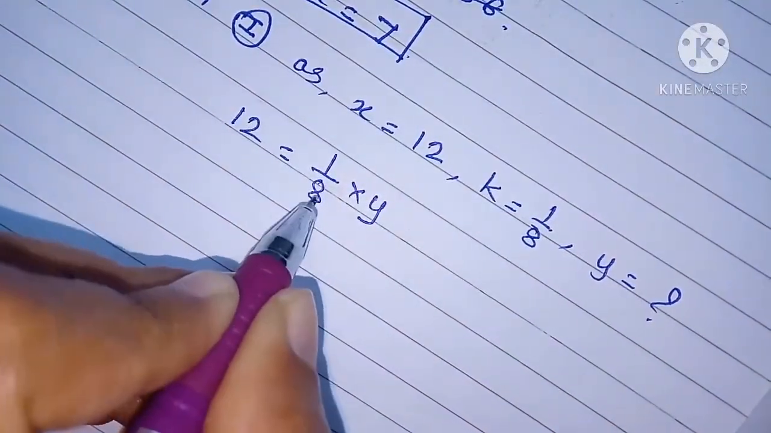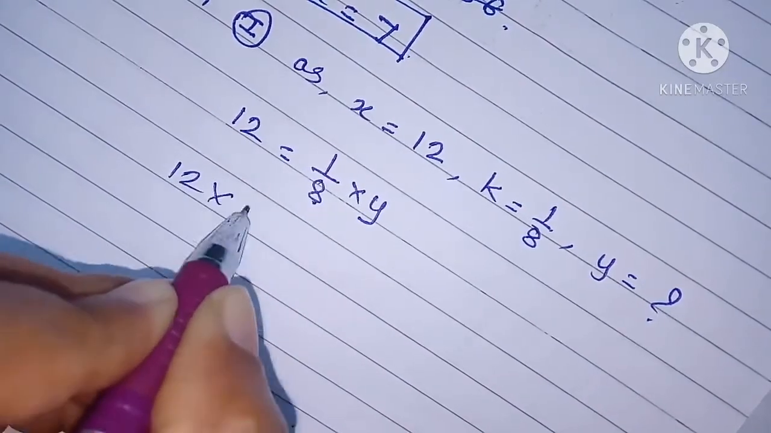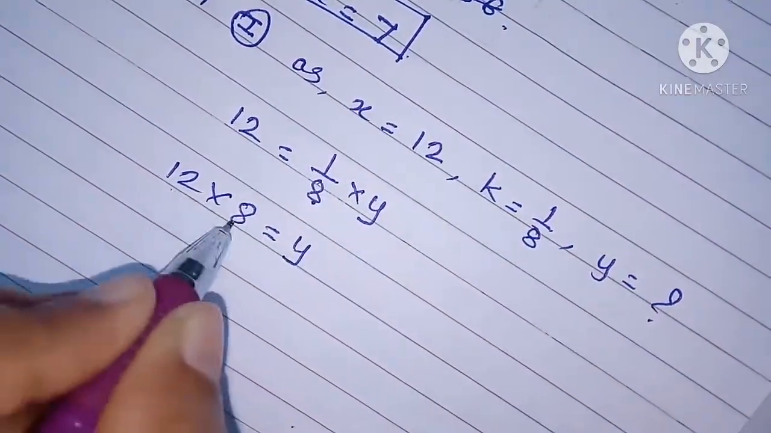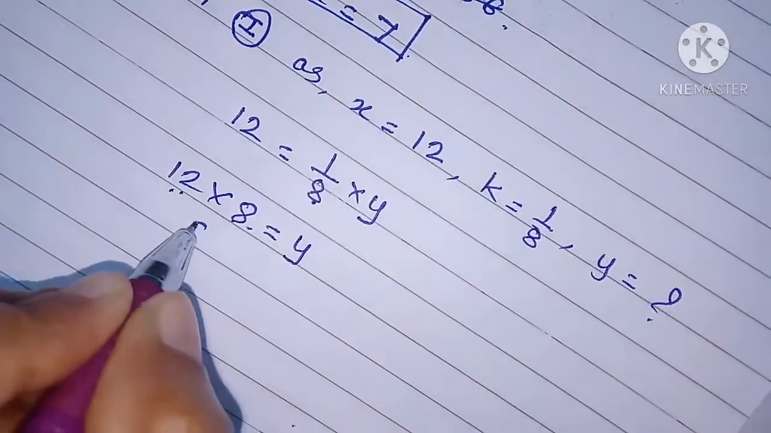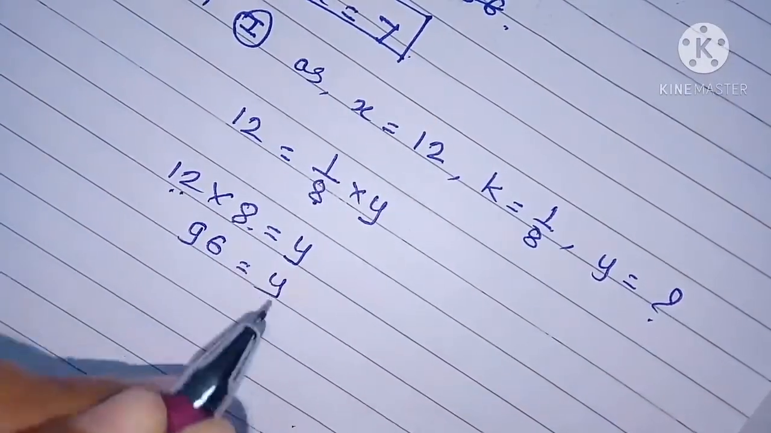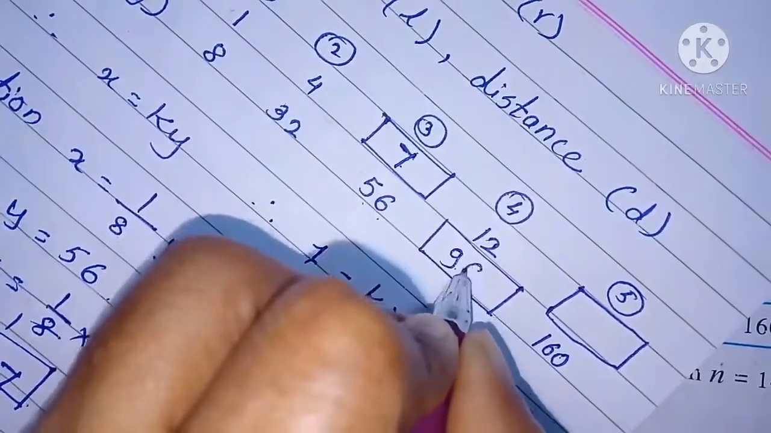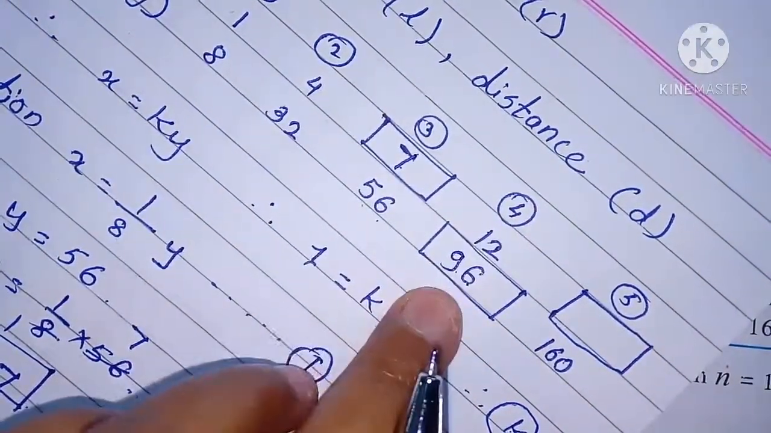8 is here the divisor, and if we take it to the left hand side it becomes a multiplier. So find the value of y by multiplying with 8. 96 is equal to y. So here the value is 96 in rupees. 12 apples for 96 rupees.